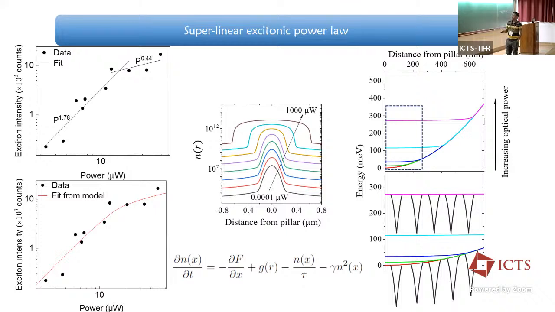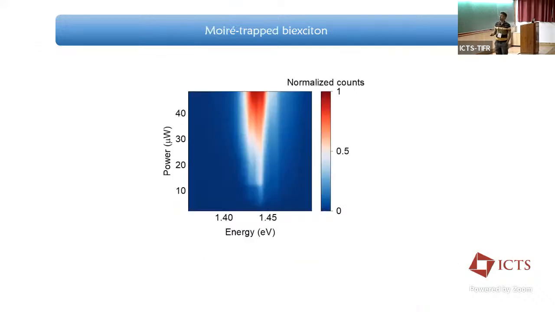If you model from this, we were able to get a very nice fit. You can see that initially these are the Moire pockets. Now when they get flatter, earlier, for example, this one was not contributing that much, but now because it is flatter, this one is also taking up the excitons and they are emitting. So you get a superlinear power law. I'll probably stop here.